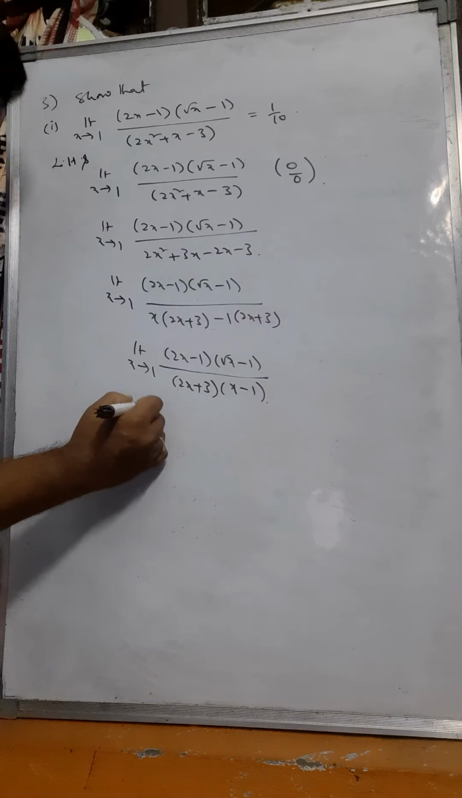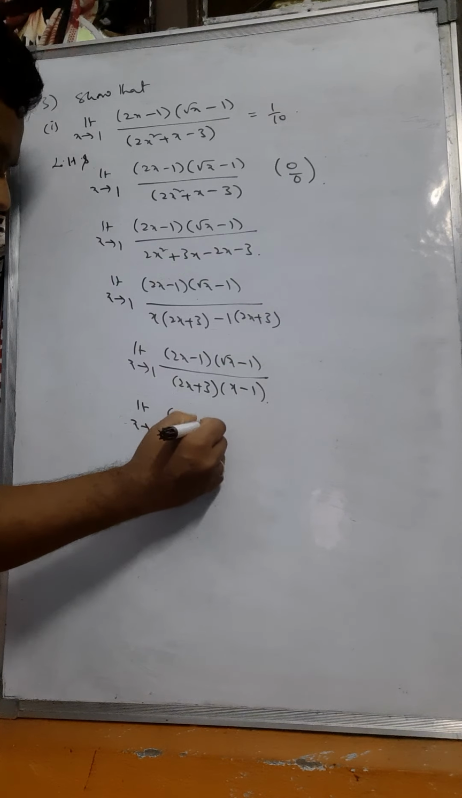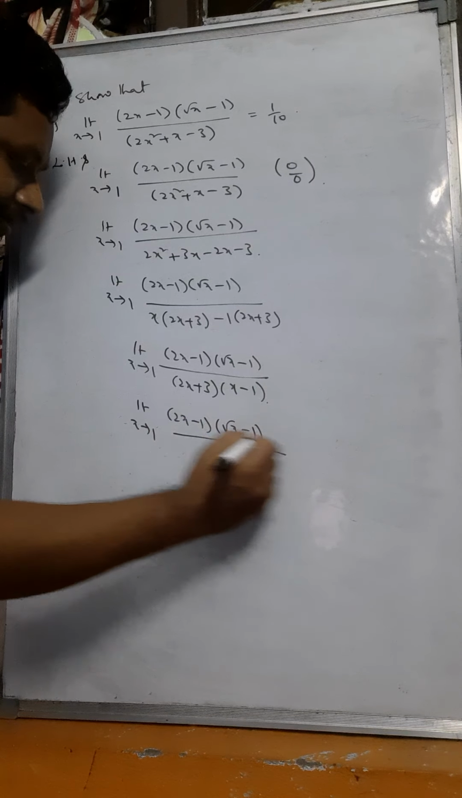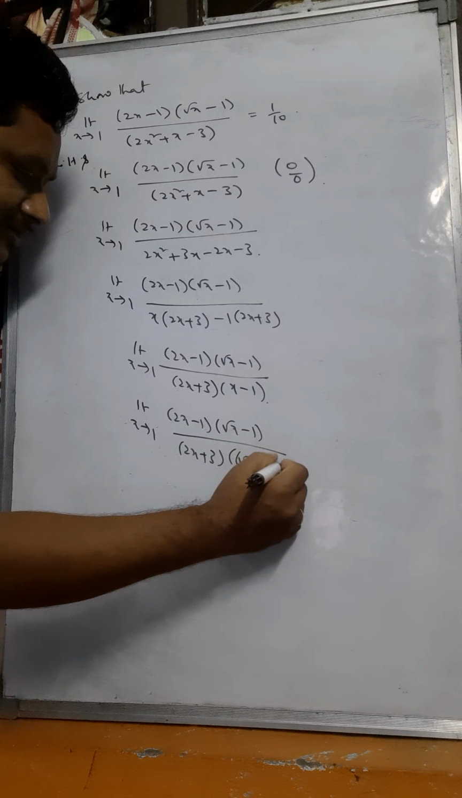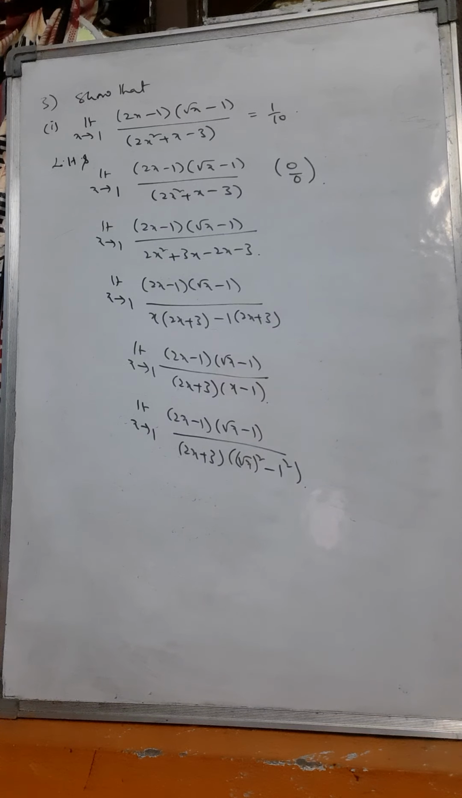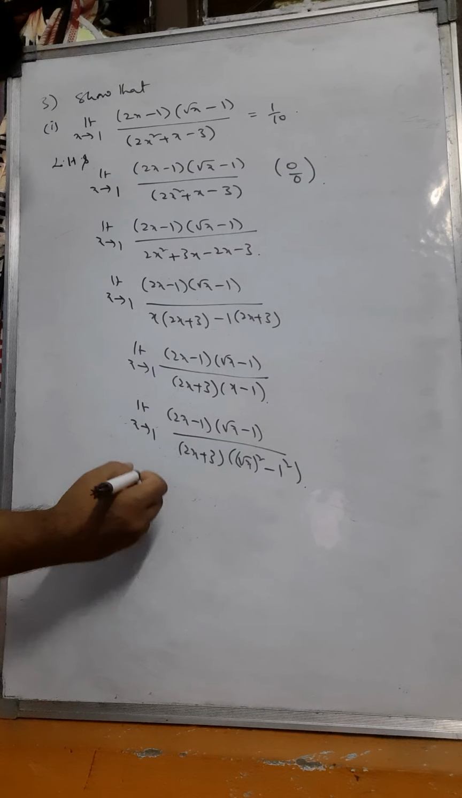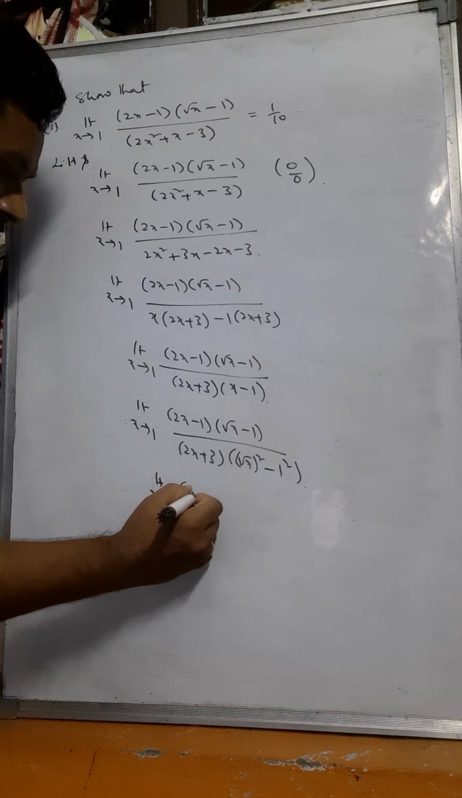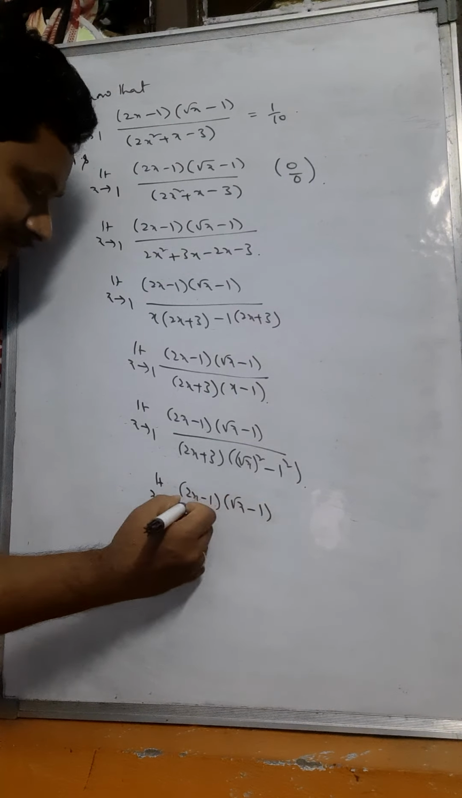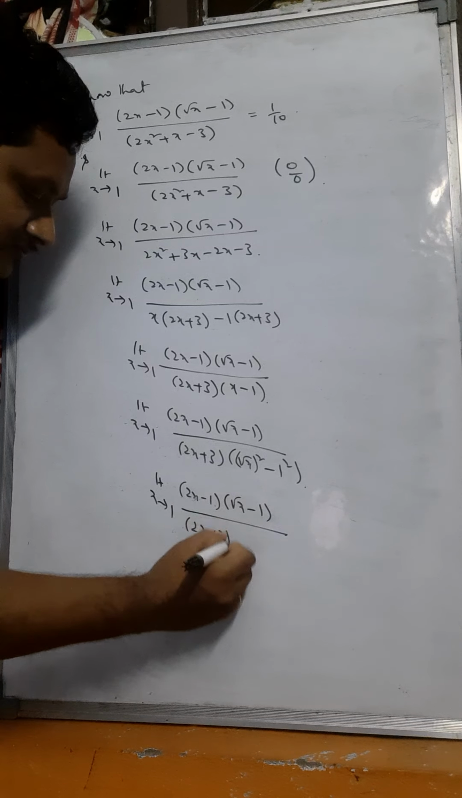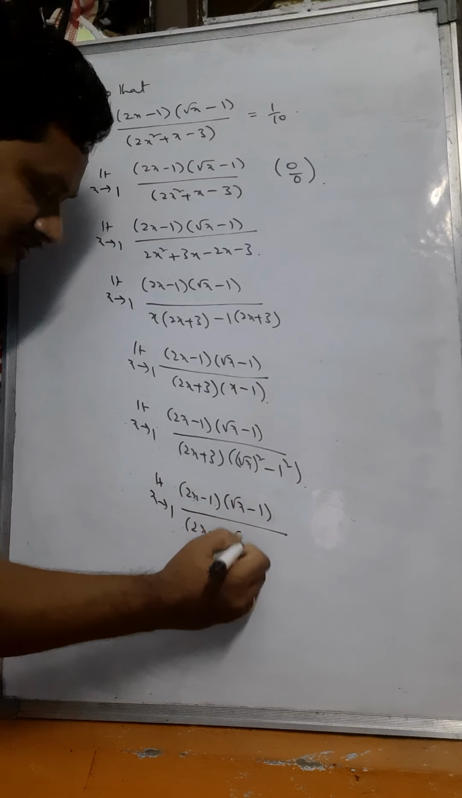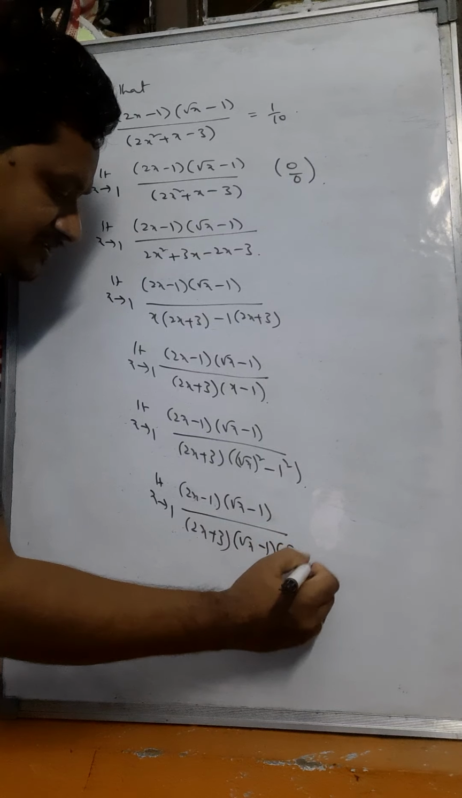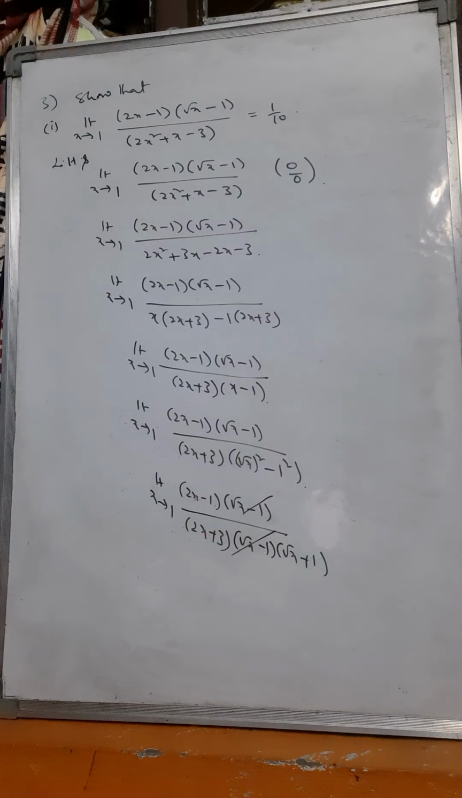So again, here limit x tends to 1, (2x minus 1) into (root x minus 1) by (2x plus 3) into, we can write it as (root x) whole square minus 1 square. 1 can be written as 1 square and x can be written as (root x) whole square. A square minus b square, we can write it as (a plus b) into (a minus b). Root x minus 1 into root x plus 1. So root x minus 1, root x minus 1 will get cancelled. And I put x equal to 1.